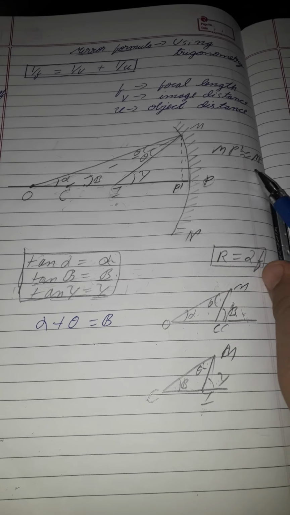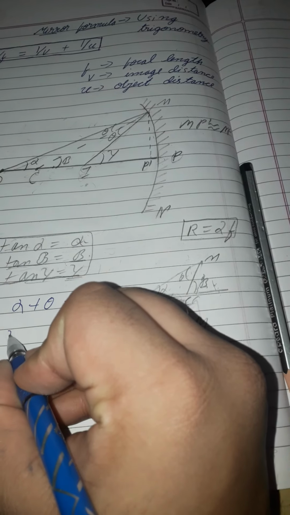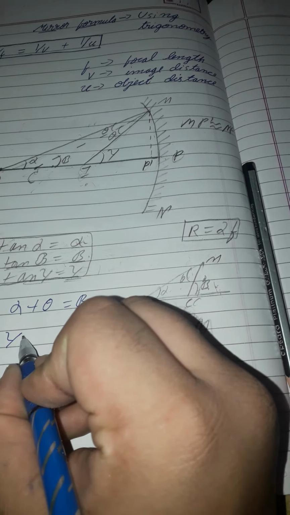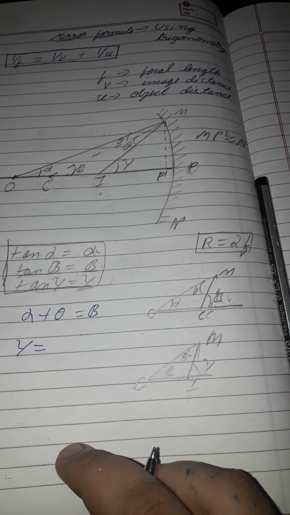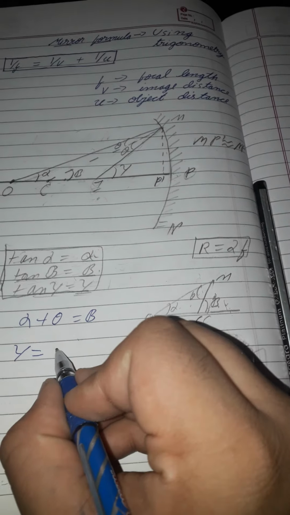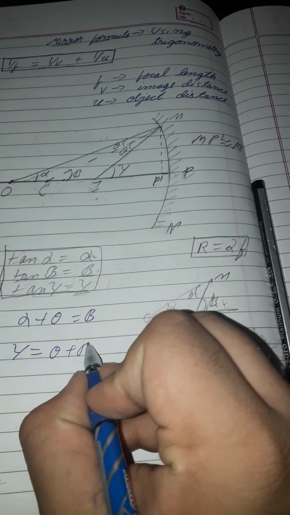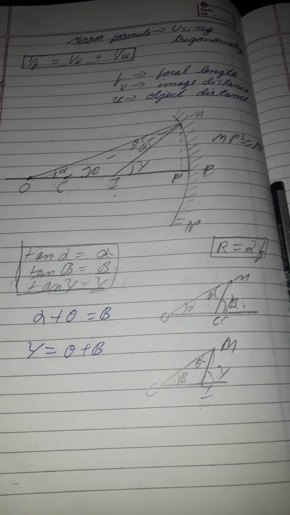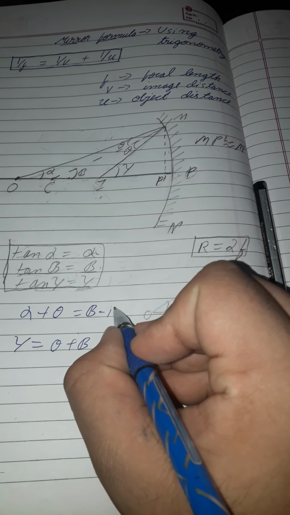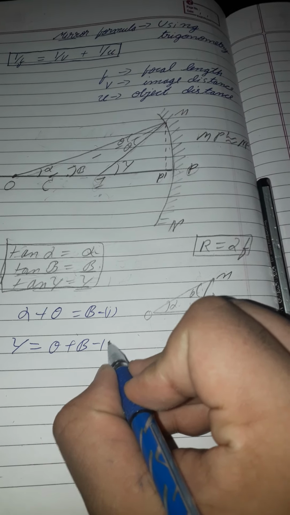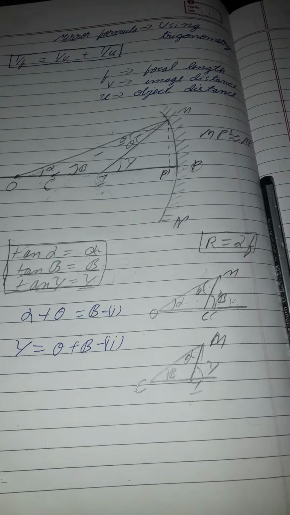So we can clearly say that gamma is equal to theta plus beta. Can we say that? Yeah. So let's name this as equation number 1 and name this as equation number 2. Right?